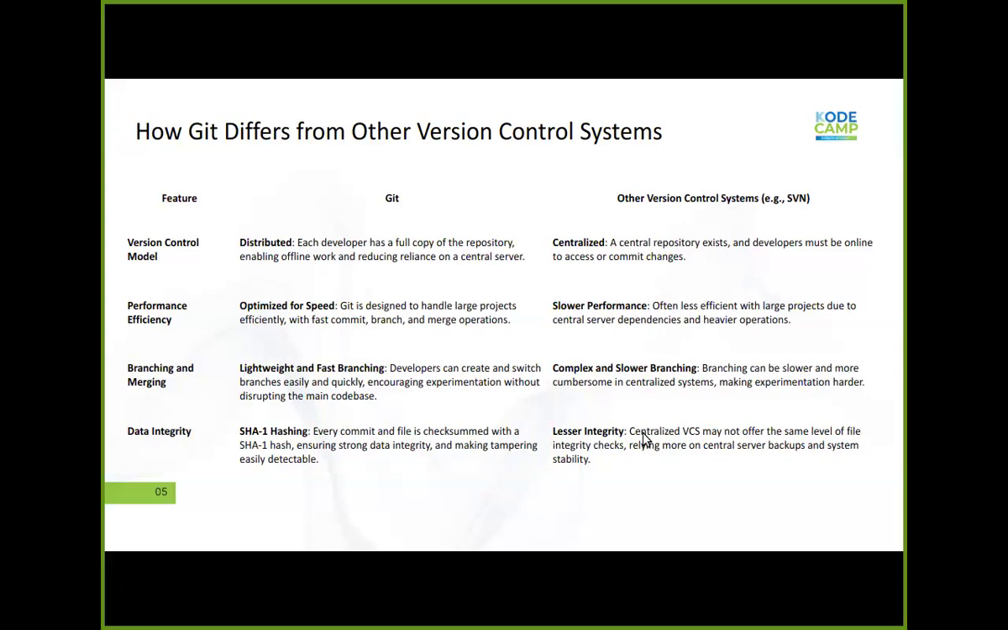Data integrity. There is SHA-1 hashing, where every commit and file is checksummed with a SHA-1 hash. We will get to see it during the hands-on, ensuring data integrity and making tampering easily detectable. Then lesser integrity. Centralized version control systems may not offer the same level of file integrity, relying more on central server backups and system stability.